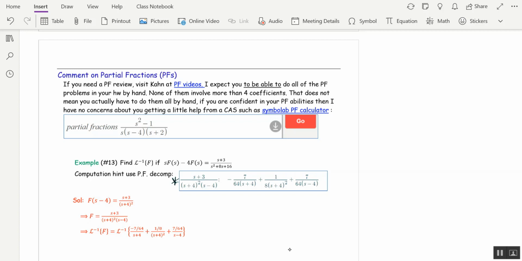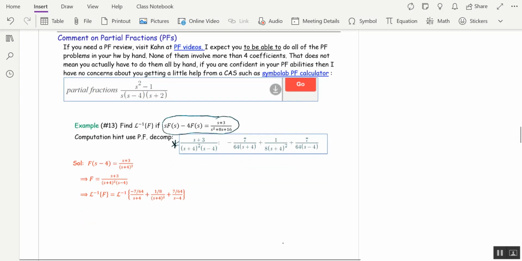Now this is a repeat linear plus a distinct linear, so it might take me a few minutes to do the partial fractions, so I'm just going to get some help. And so this is a homework problem you have, and I just want to show you, the wording is a little strange, so I want to go through it with you. We want to find L inverse of big F given this expression here. So the first thing I do is I factor out a big F. That's what I did here.